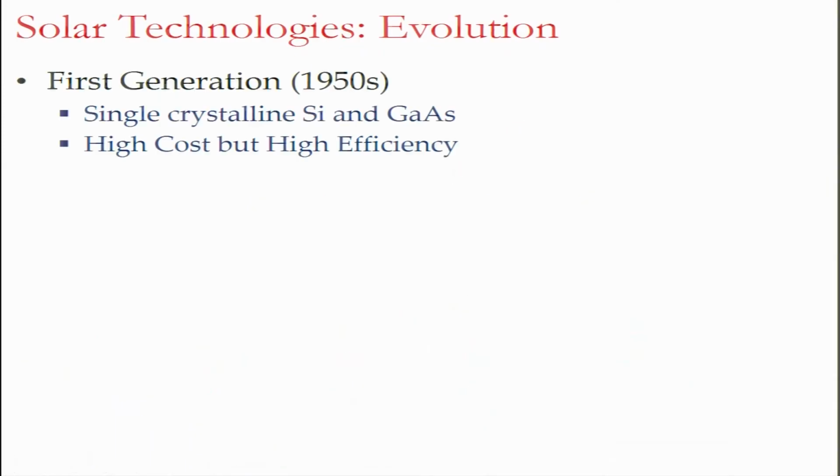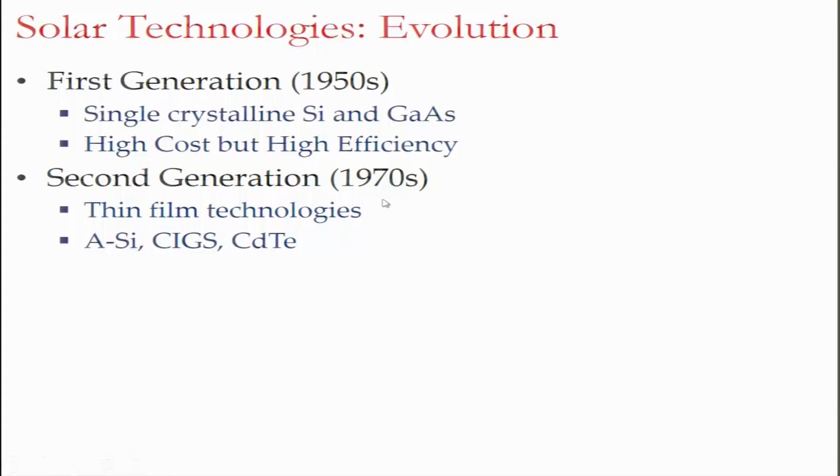Alright, so as I said, first generation technologies are from the 1950s, when the work started. They were primarily based on single crystalline silicon and gallium arsenide, and work also started on multicrystalline silicon during this time. They are of high cost but high efficiency, and this high efficiency was the reason why a lot of efforts were made on these technologies, because they could reduce the weight of satellites and weight of panels in general for other applications as well.